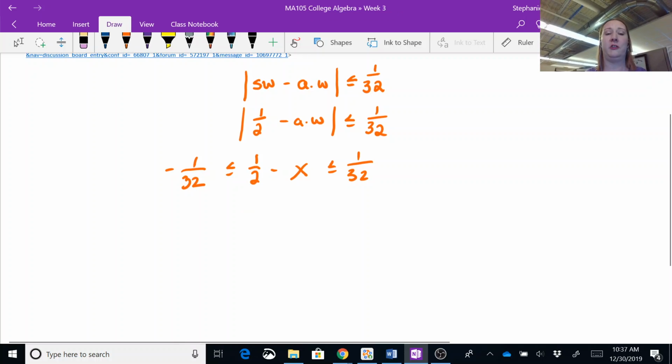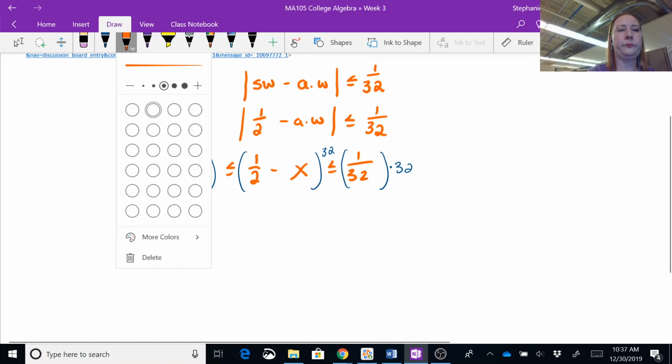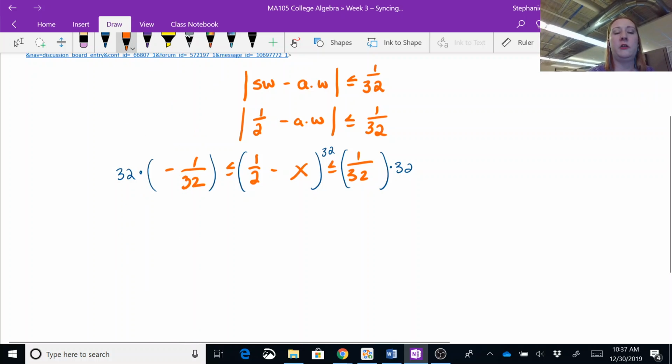The easiest thing might be just to get rid of all these fractions. We can do that by multiplying everything by 32, to get rid of that denominator. That's going to be much easier. So 32 times negative 1/32, we get -1. I need to distribute, so 32 times 1/2 is half of 32, which is 16, minus 32x, because I need to also multiply that 32 by the x, and then less than or equal to 1.